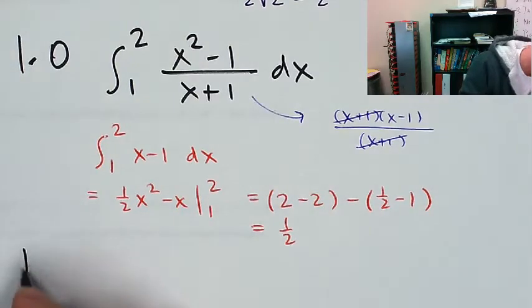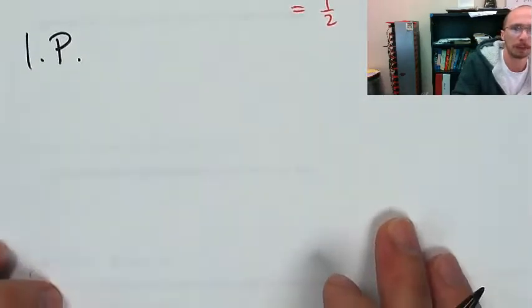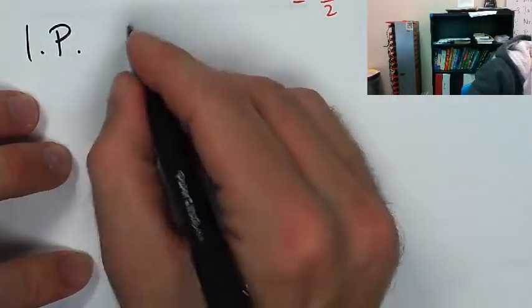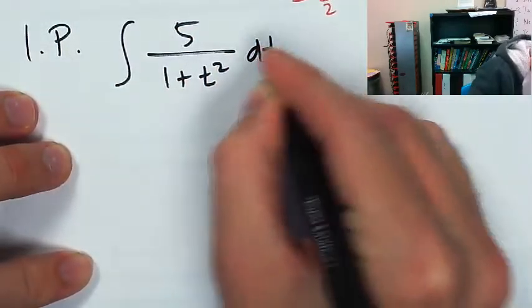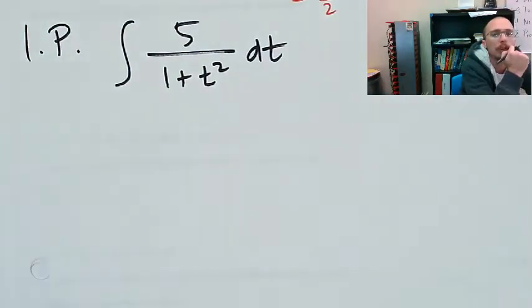But okay, P. Oh yes, this one. I know where this came from. I was copying example problems from the homework. I don't know what I was doing. But I definitely remember this one. 5 over 1 plus t squared dt. This is a multiple choice question for sure.